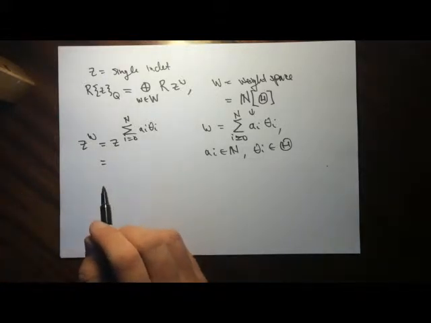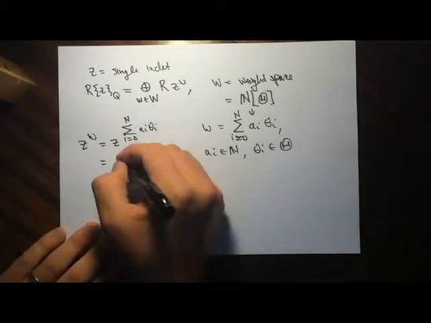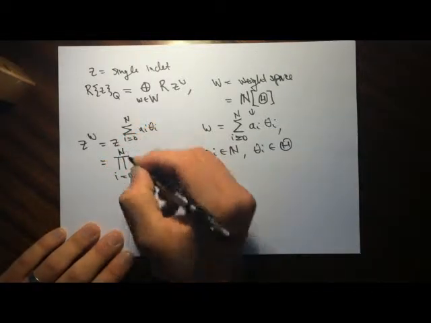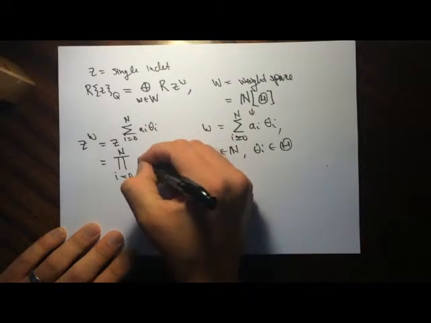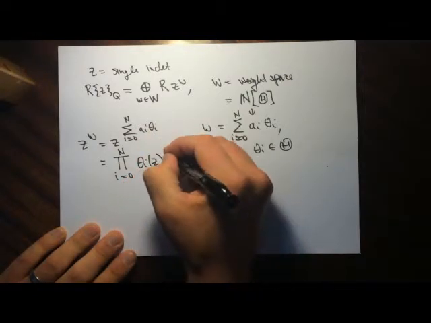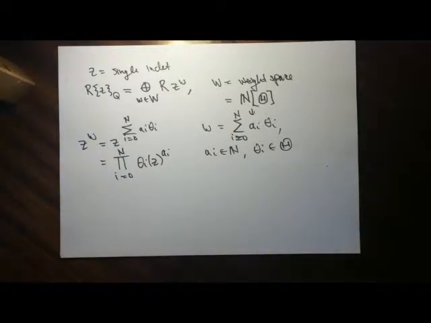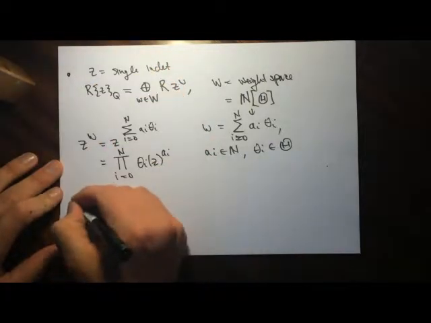So this is going to be equal to the product from i equals 0 up to n of theta_i. So we take theta_i and we apply it to z, and then we raise it to the ith power. Okay, so in general, we can do this with more indeterminates.